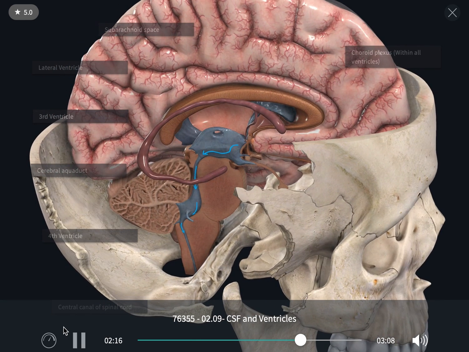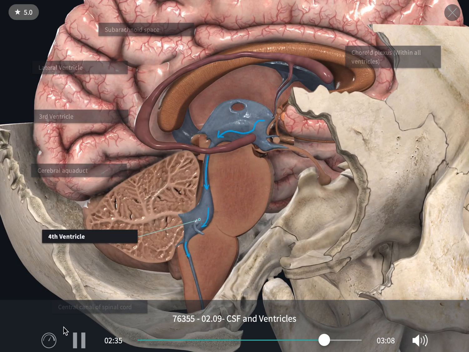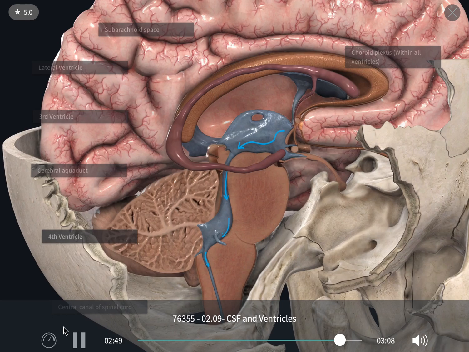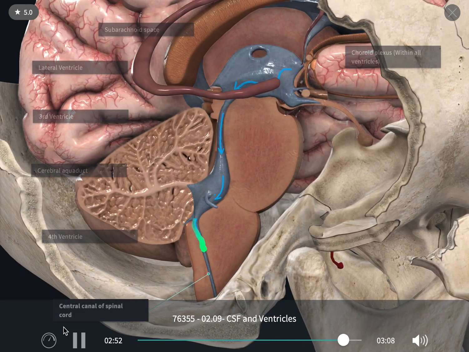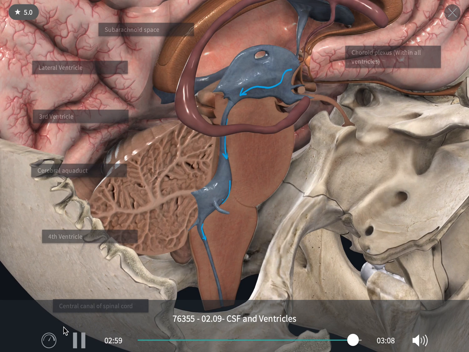From here, the CSF is going to continue its flow postero-inferiorly, and it's going to descend down through a canal known as the cerebral aqueduct. The cerebral aqueduct is going to bypass the midbrain and the pons, and it's going to terminate at the 4th ventricle, a sort of pyramidal-shaped space anterior to the cerebellum, but posterior to the pons and the medulla. From here, the CSF can continue in a few different routes. It could descend inferiorly as a content within the spinal cord, or it could emerge laterally out around the sides of the brainstem and cerebellum to enter the subarachnoid space.